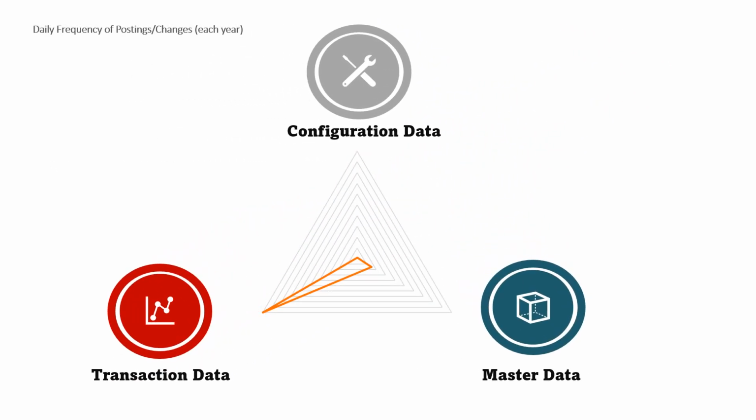Here is an approximate visualization of the daily frequency of new entries or changes in these tables during each fiscal year. Transaction data exhibits high dynamism, master records have lower frequency, and configuration data has an extremely low frequency. It's essential to note that altering any configuration data in the system typically requires substantial effort and thorough testing. This is crucial because such changes may have a significant impact on the entire system or certain parts of it.